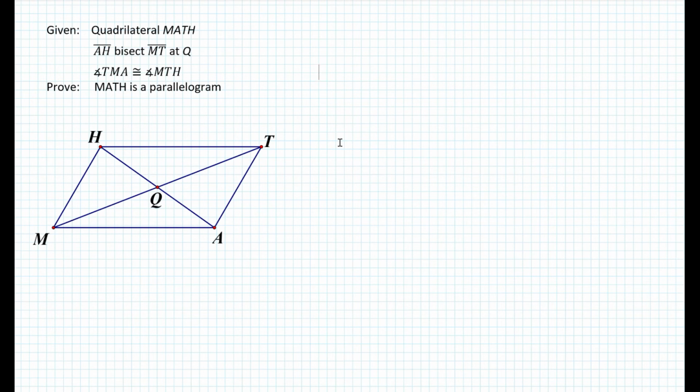Let's say we're given a quadrilateral MATH. We also know that segment AH bisects segment MT at point Q. Then we know that angle TMA is congruent to angle MTH. How do we prove that MATH is a parallelogram? Well, let's get started setting up a statement reason table.